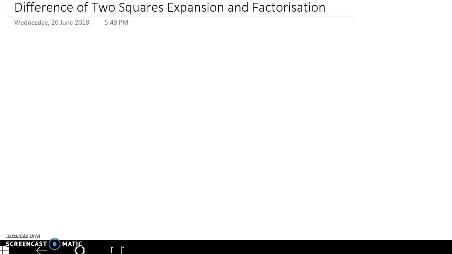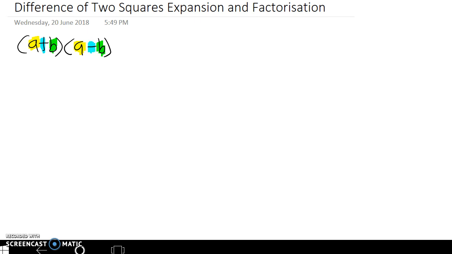So today we're going to be looking at a new pattern of expansion and factorization. When you see a pattern such as this, we call this the difference of two squares expansion pattern. What we have are the same numbers in the same positions, and we have a positive and a negative in the two brackets.